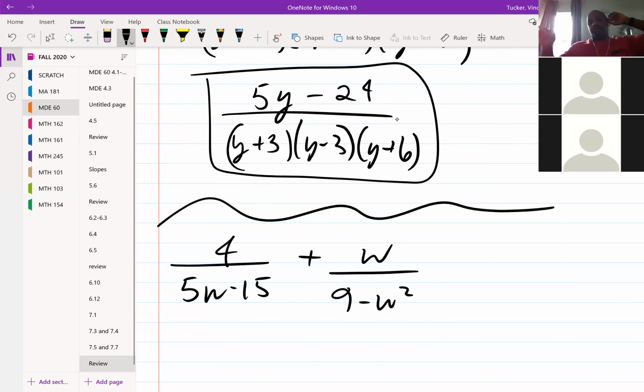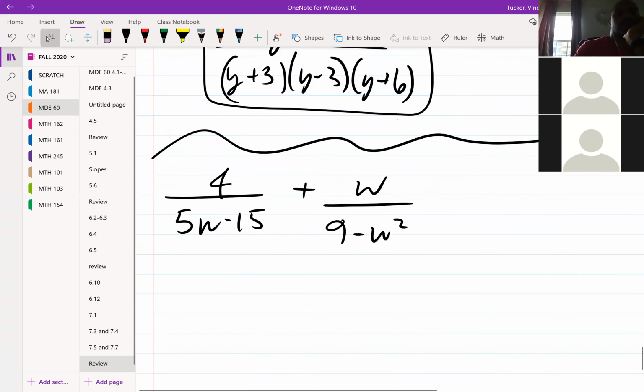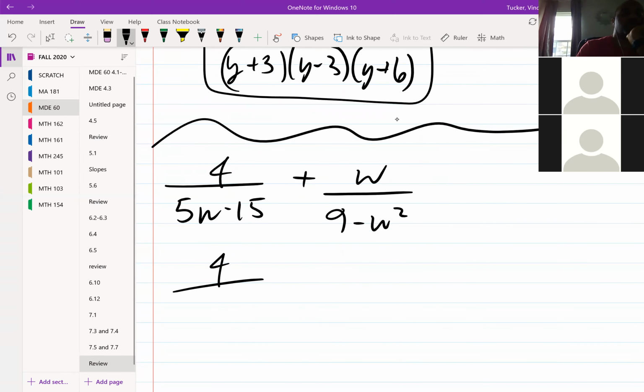All right, so we have 4 over 5w minus 15. This is what I see so far, Professor. I have to pull out that 5 from that w minus 15. Then I go to the 9 minus w squared. That's 3 squared minus w squared.